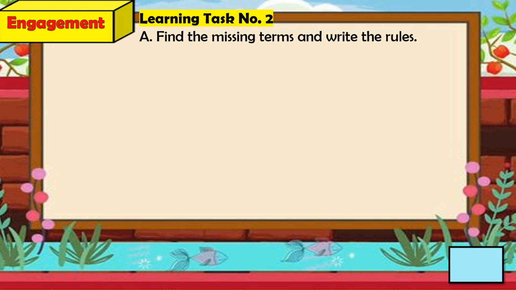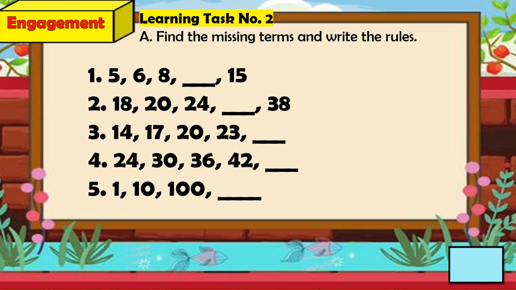For the engagement, learning task 2, find the missing terms and write the rules. So we have 1, 5, 6, 8, blank, and then 15. Number 2, 8, 18, 20, 24, blank, 38. Number 3, 14, 17, 20, and 23, and then blank. Then next, number 4, 24, 30, 36, 42, and blank. And number 5, 1, 10, 100, and then blank.